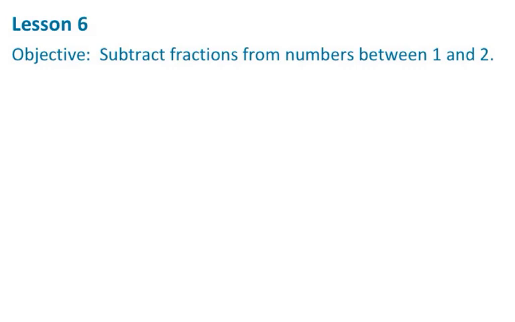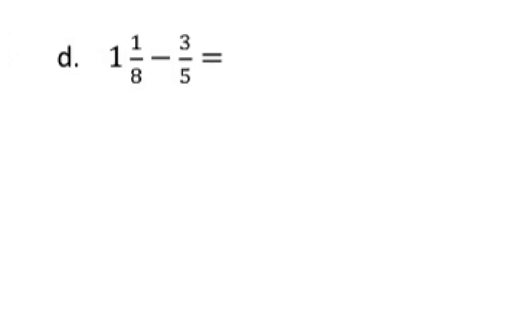This is grade 5, module 3, lesson 6, and the objective in this lesson is to subtract fractions from numbers between 1 and 2. Our example comes from the homework, number 1, letter D. The directions say, for the following problems, draw a picture using the rectangular fraction model and write the answer. Simplify your answer if possible. So our problem is 1 and 1/8, and we're subtracting 3/5.